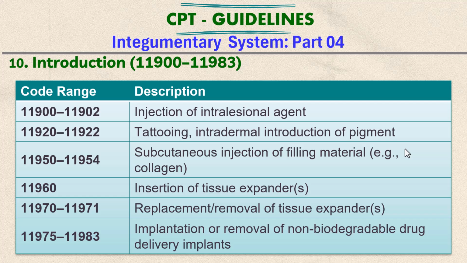The code series is 11900 to 11983. 11900 to 11901 is injection of intralesional agent. 11920 to 11922 is tattooing, intradermal introduction of pigment. 11950 to 11954 is subcutaneous injection of filling material, for example collagen. 11960 is insertion of tissue expanders. 11970 to 11971 is replacement or removal of tissue expanders. 11975 to 11983 is implantation or removal of non-biodegradable drug delivery implants.